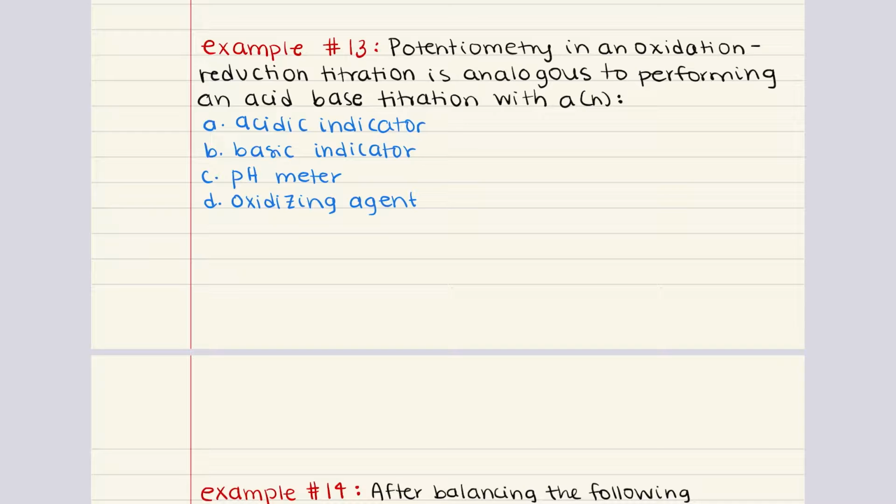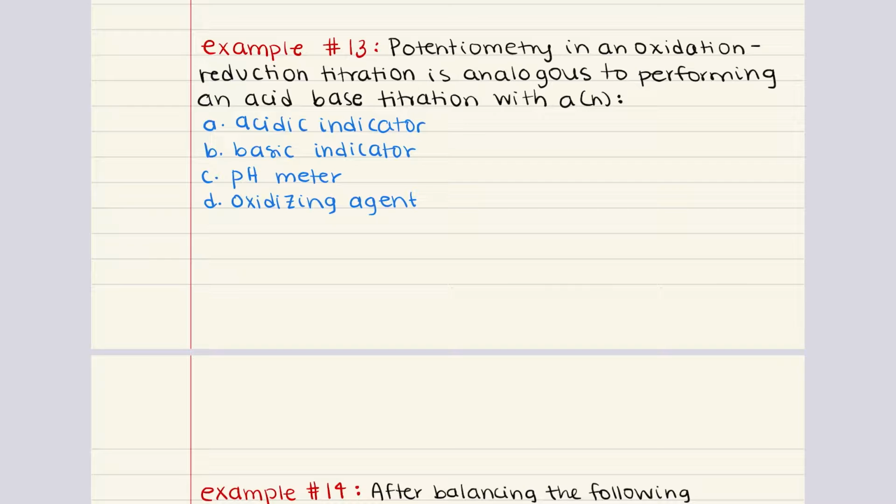It is used in redox titrations to determine the equivalence point, which is analogous to how a pH meter is used in acid-base titrations. So a pH meter is used to detect the endpoint and the equivalence point of a titration by indicating when the pH changes significantly.